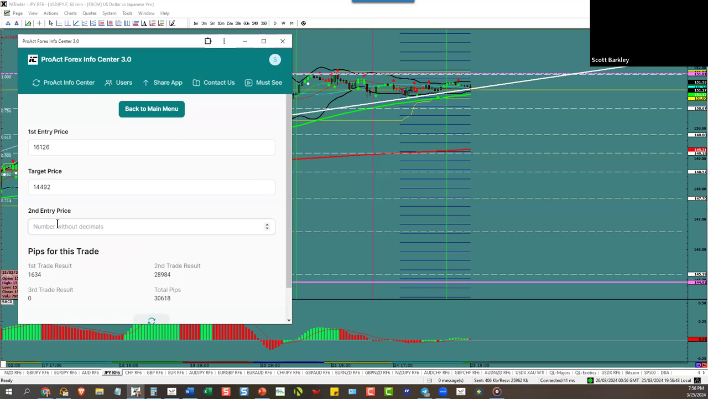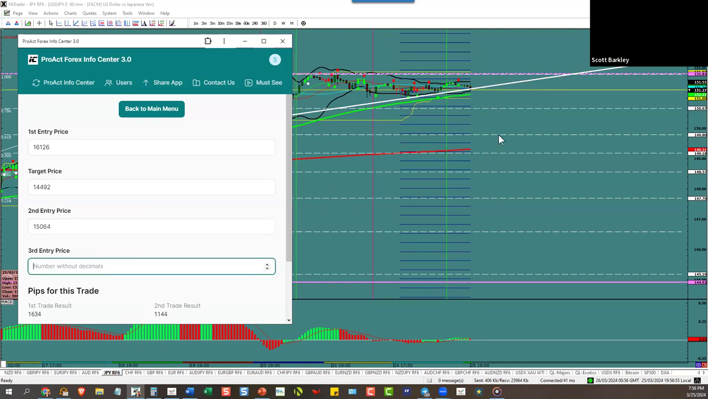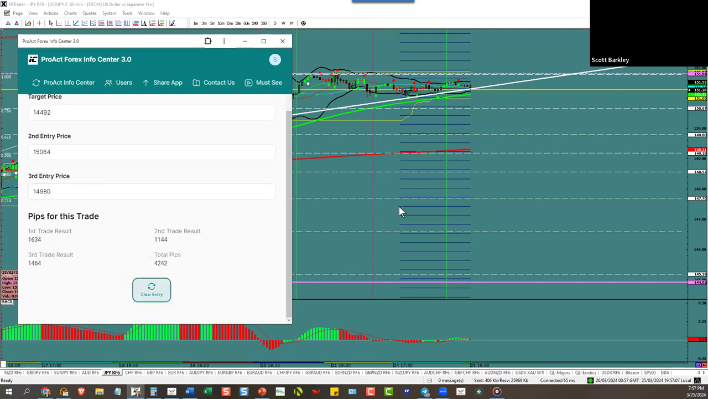I put it at 150.64. The closer to the number, the better off you are. Third entry, we'll just take this one down here. There's three trades in here inside that space. We'll just take this one right here, 149.80. Now, you know that you have five more positions to the downside.